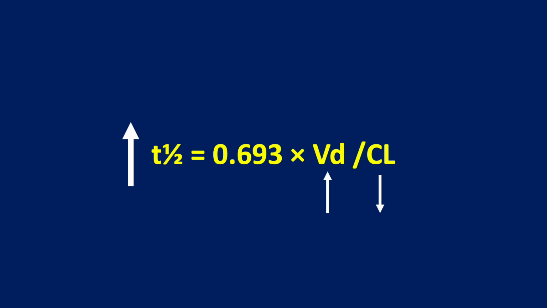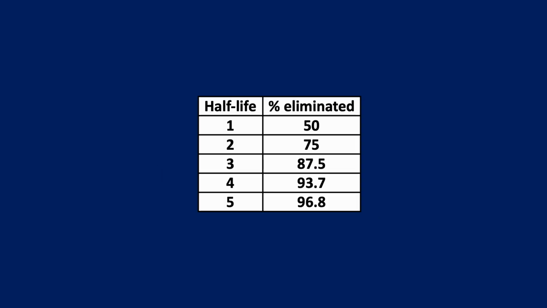The half-life of a drug can be increased by increasing the volume of distribution or decreasing the rate of clearance. It takes approximately 5 half-lives to eliminate 97% of the drug. For example, after 1 half-life, 50% is eliminated, 2, 75%, 3, 87, 4, 93, and 5, 96.8.